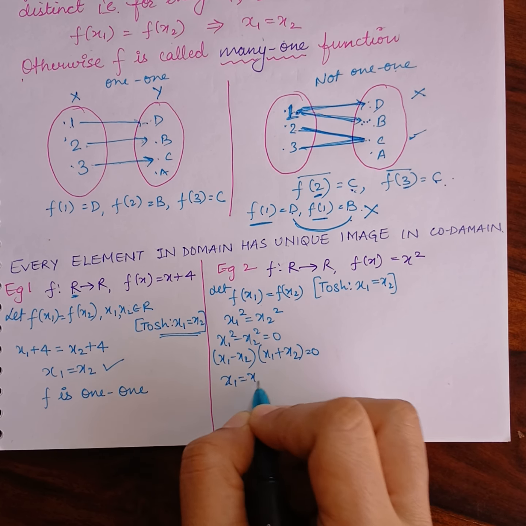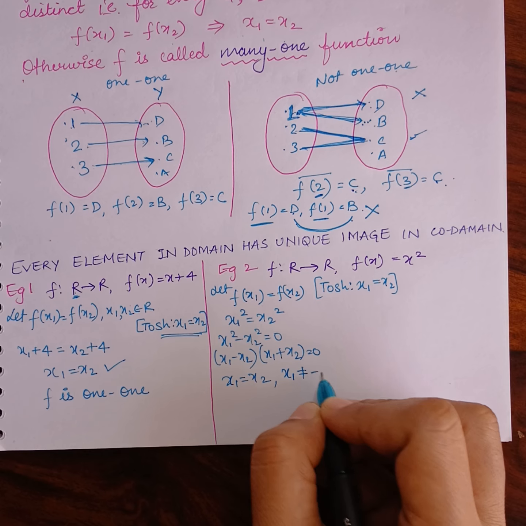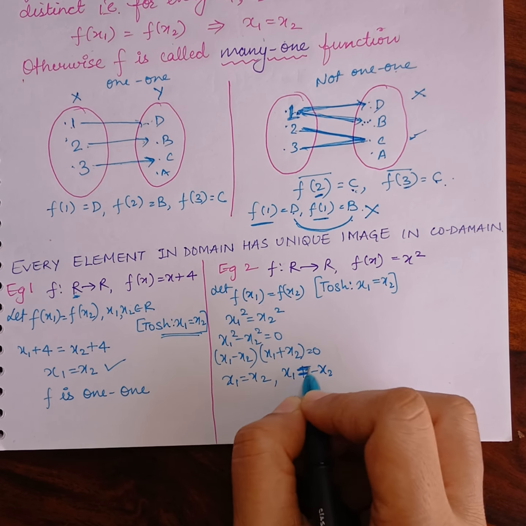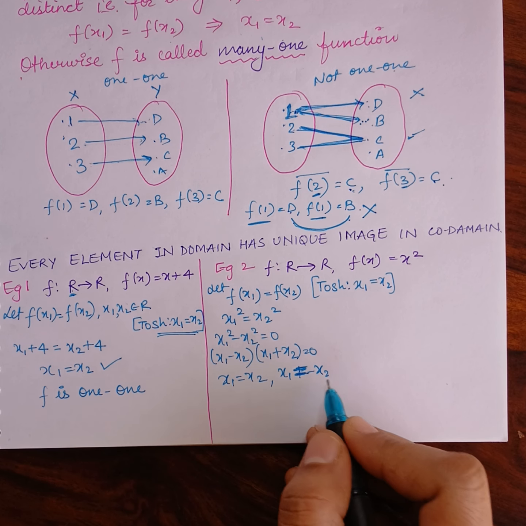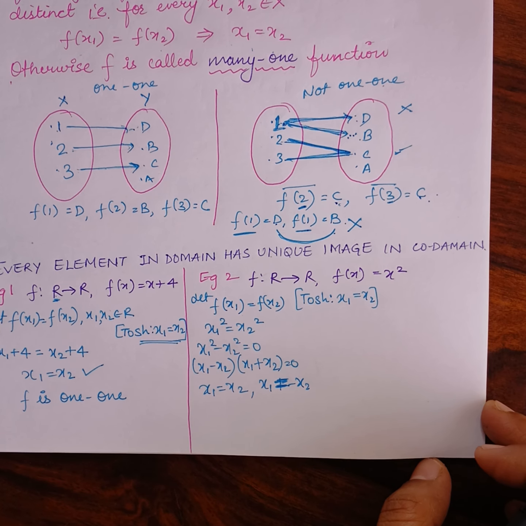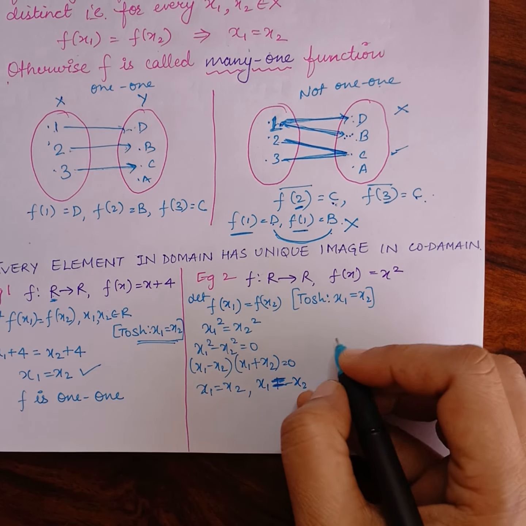So, I will get x1 is equal to x2, but I will also get x1 is equal to minus x2, right? So in this case it is not equal to x2. So this is not a 1-1 function, and for that I need to give one example also.